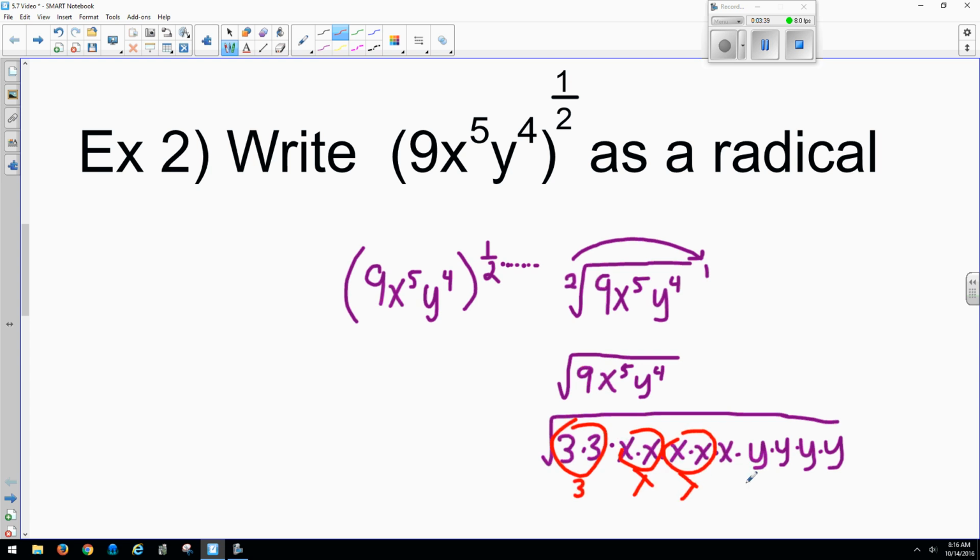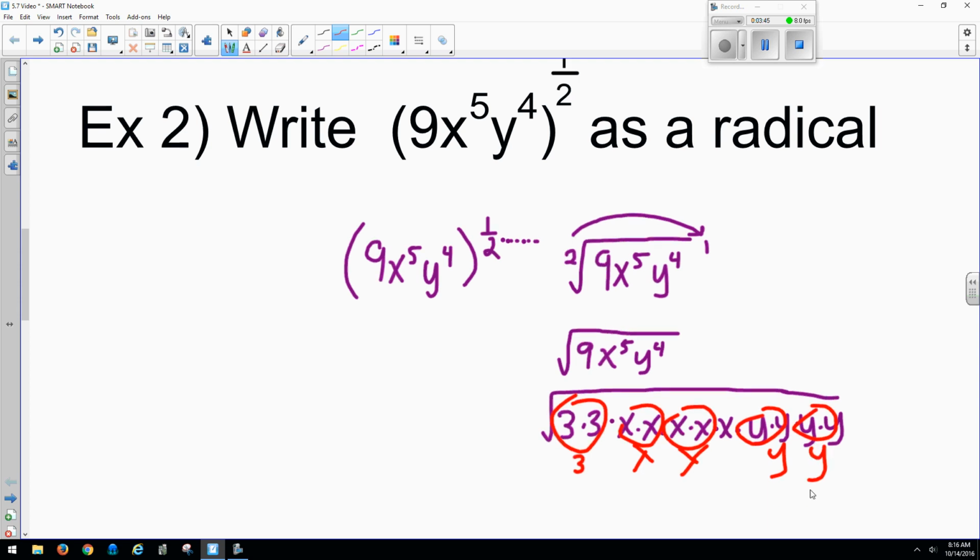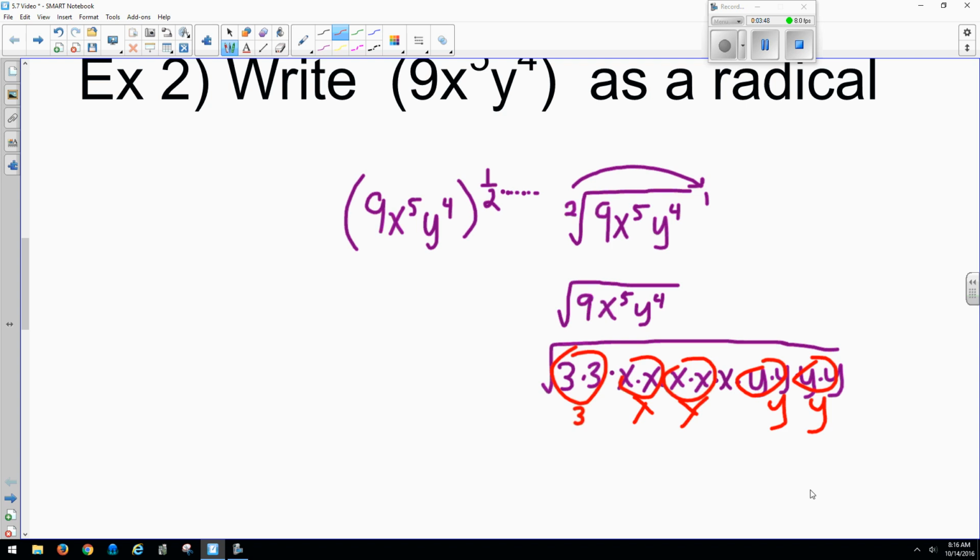And that x is all by itself because you're so lonely. And it's probably sad too. Maybe I can form an alliance with the 2 and the 1. Okay, so I'm going to take all this out. So I end up with 3x squared y squared times the square root of x. Does that look good? Yeah.